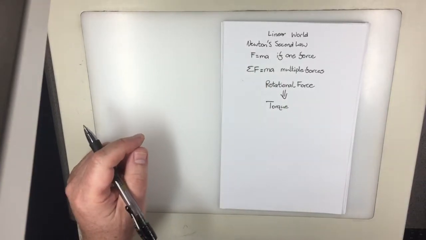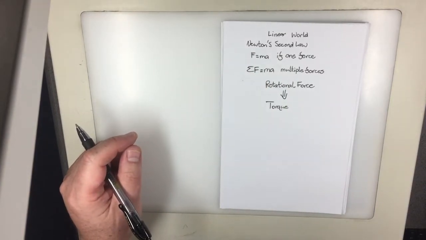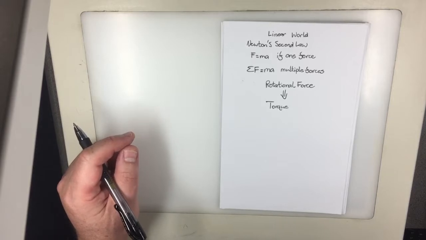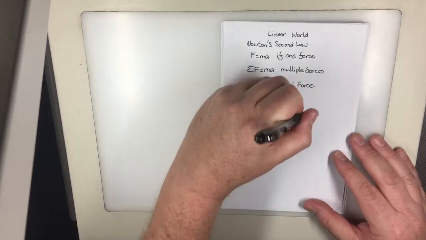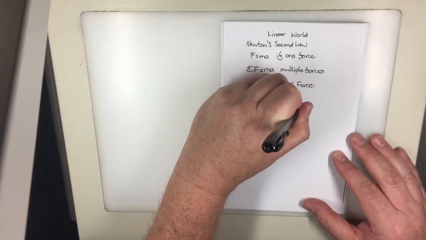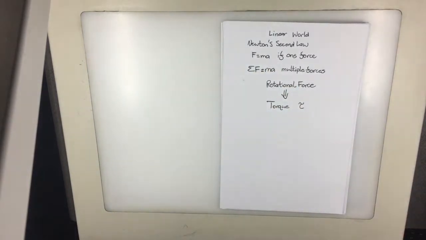So if you've got a force, you know you're dealing with something linear. If you've got a torque, then you've got something that is rotational. And torque is typically used with the symbol lowercase tau, so a little, kind of like a little script T.